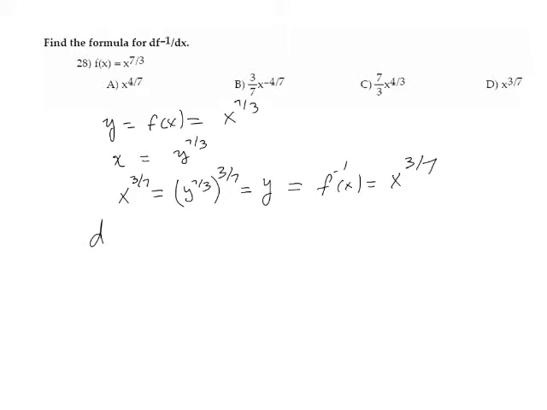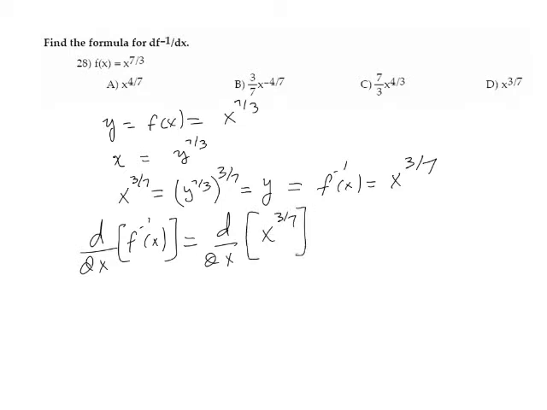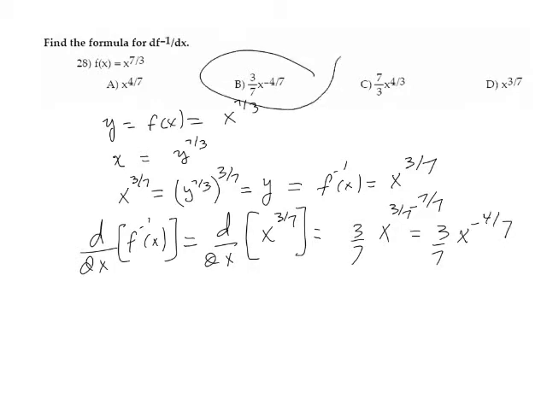So now let's take the derivative of the inverse function. It's equal to d/dx of x to the 3/7. It's equal to 3/7 x to the 3/7 minus 7/7, which equals 3/7 x to the minus 4/7, which is answer B.